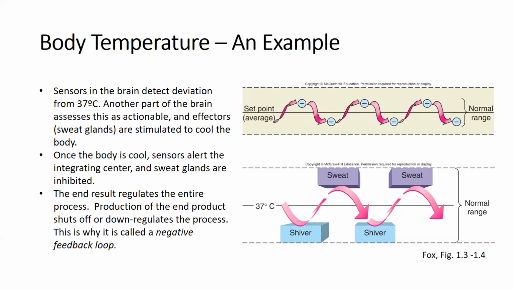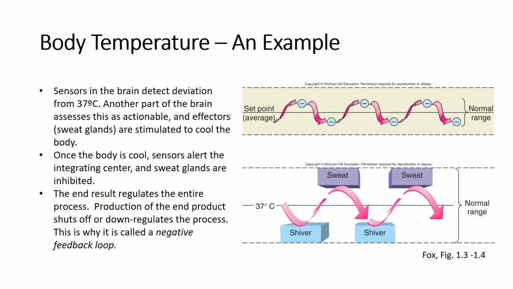And that integrating center will take those signals, decipher what needs to be done, and send another output signal to what type of organ or structure? What do we label this as? An effector, right? It's going to send it out to an effector tissue or an effector gland. In this instance, it would be our sweat glands, and that will cause sweating, right?